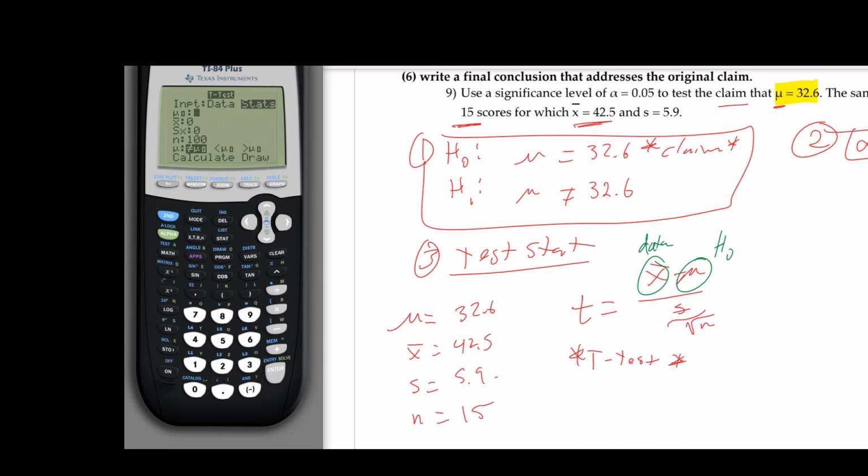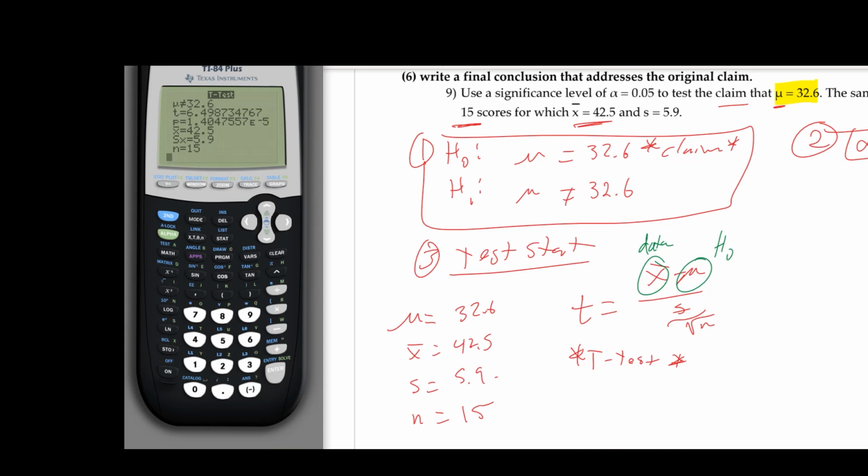The mu from the null hypothesis, 32.6. The sample mean, 42.5. Sample standard deviation is 5.9. Sample size is 15. And the alternative here is a not equal, so that one's highlighted. And press enter. Again, the outputs here are our test stat, which is about 6.50 if we're just rounding to 2 decimal places.